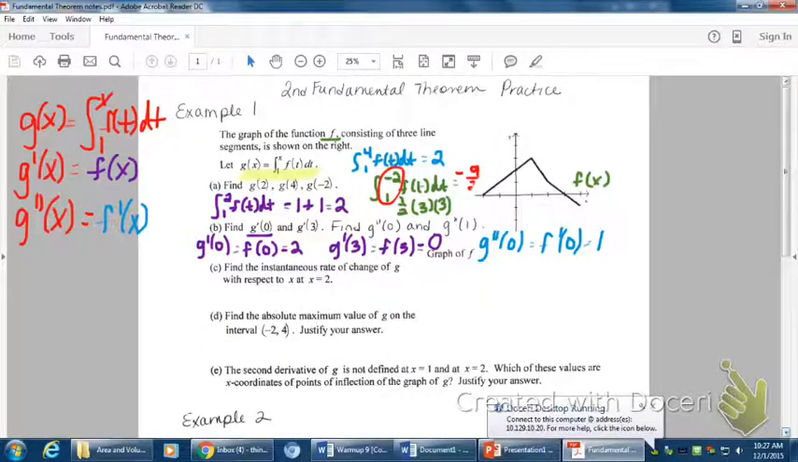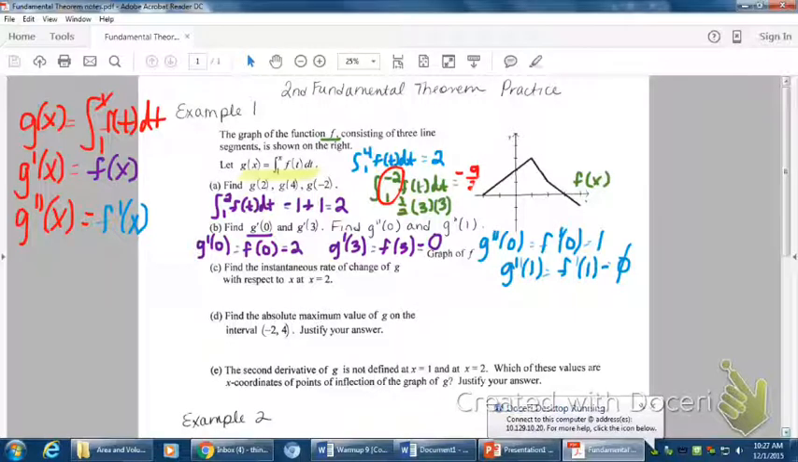And then g double prime of 1 means f prime of 1. So I want the slope at 1. And it's undefined because that's a sharp point. So we use this graph to do an integral in A. We used it to find the y values for B for the g primes. And we used it to find the slopes for g double prime. Alright, C. C says find the instantaneous rate of change of g with respect to x at 2.